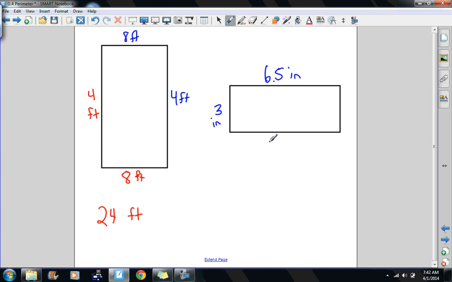Now this one's going to be a little bit more difficult because we have a decimal built in, but we can do the same thing, except this time I have to add 6.5 plus 6.5, which becomes 13. So then 13 plus 3 is 16. 16 plus 3 is 19 inches, but not squared. So for perimeter, you simply add up all of the pieces on the outside, and it's a one-dimensional measurement, so it is not squared.